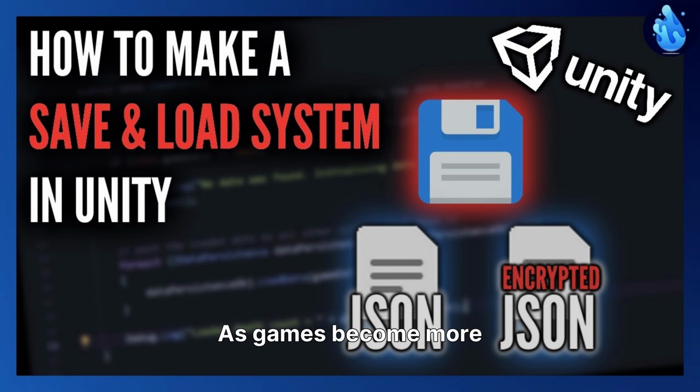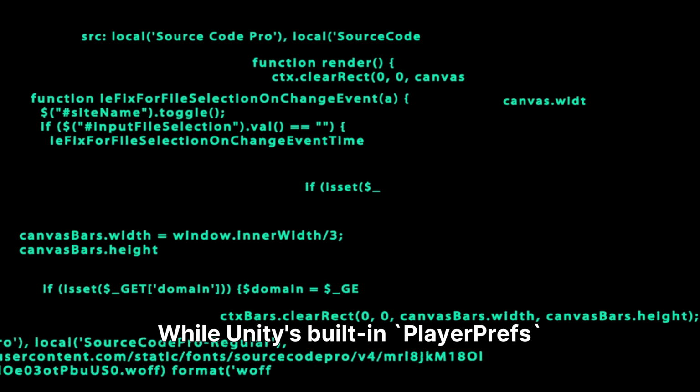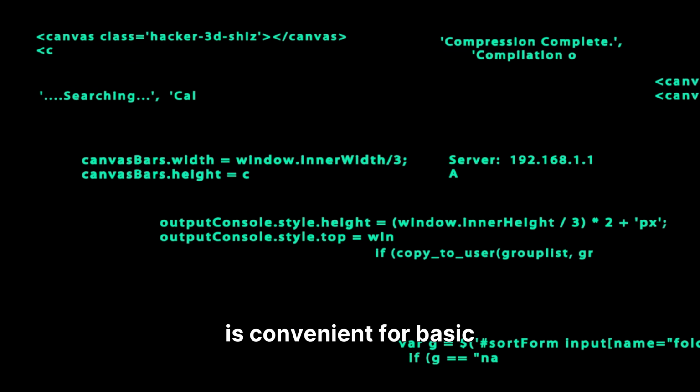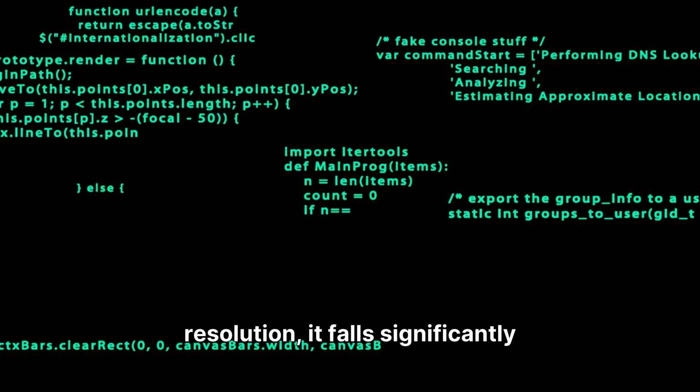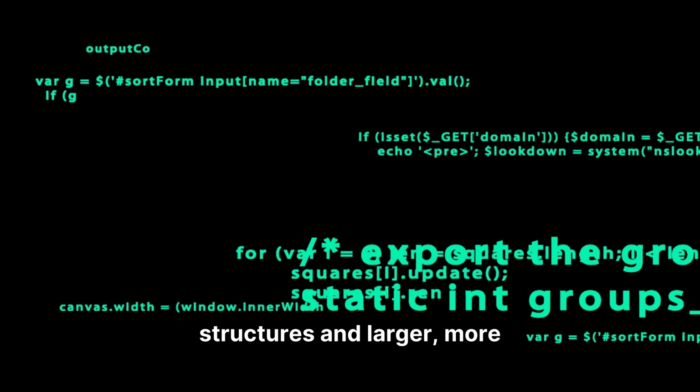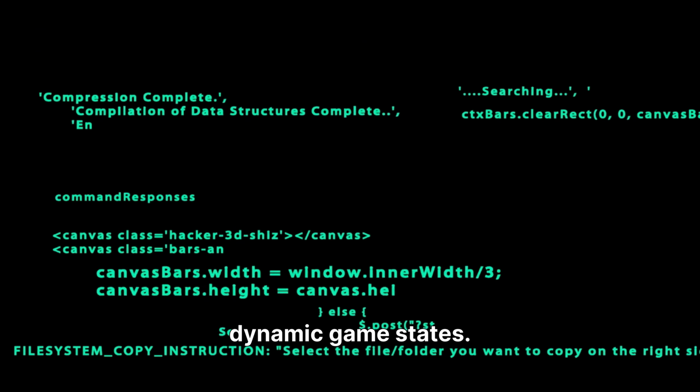As games become more intricate, managing player progress, inventory, and world states efficiently becomes a paramount concern for a smooth user experience and game integrity. While Unity's built-in PlayerPrefs is convenient for basic settings like volume or resolution, it falls significantly short for complex data structures and larger, more dynamic game states.